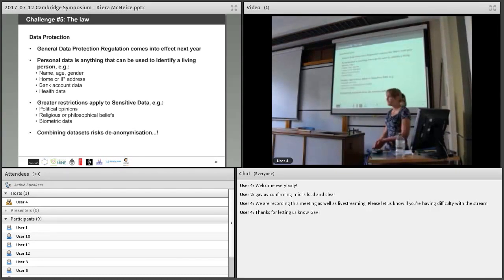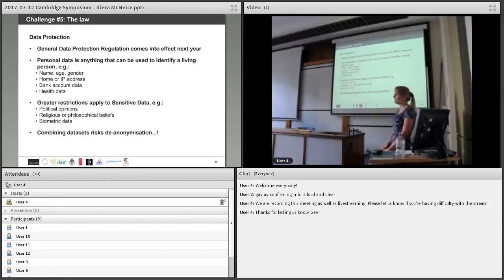Data protection, you may have heard of the GDPR that comes into effect this next year. I won't go into all the details, but essentially personal data is anything that can be used to identify a living person. So if you're working with any data that has even someone's IP address, this is going to be considered personal data and then is restricted by different laws around the General Data Protection Regulation. Greater restrictions apply to any sort of sensitive data like political opinions, biometric data.